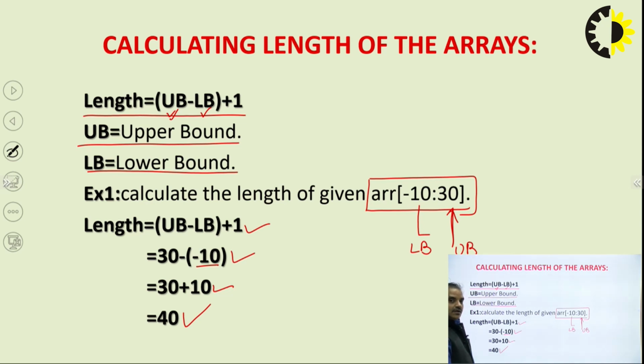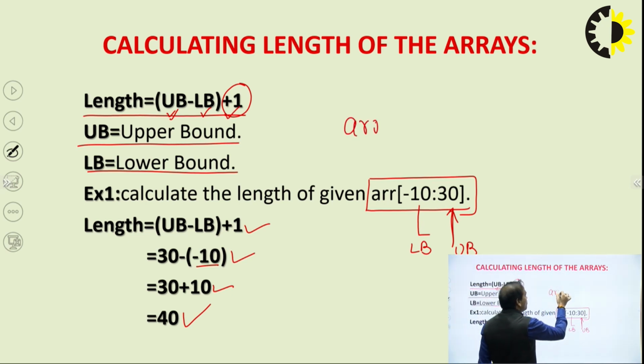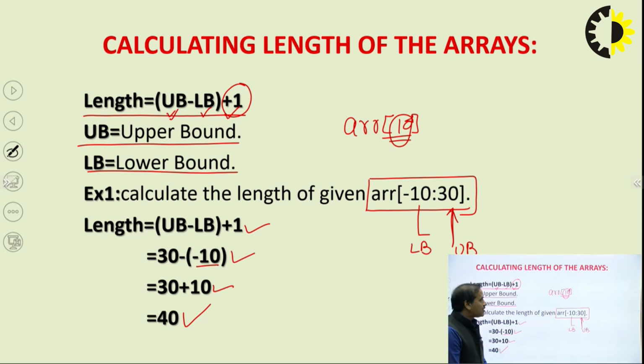If the lower bound is 0, in that case there is no need to add 1. If the lower bound is 0, we need not add 1. That means if we want to find the length of this array, simply the length of the array is 10, because in this case the array starts with 0.